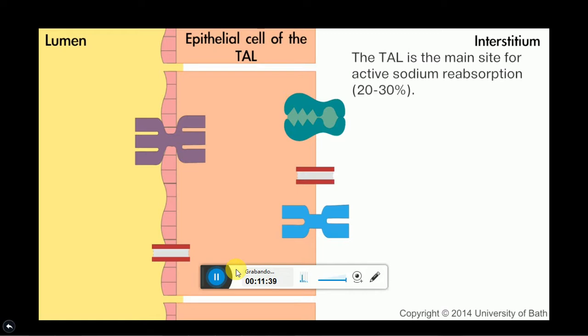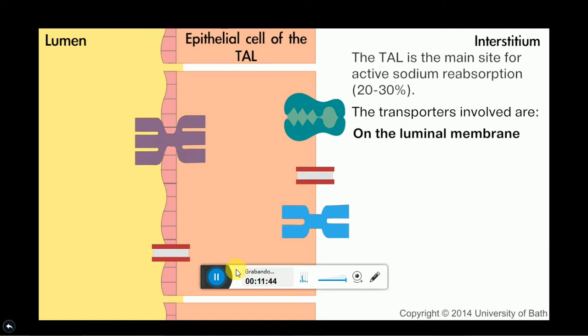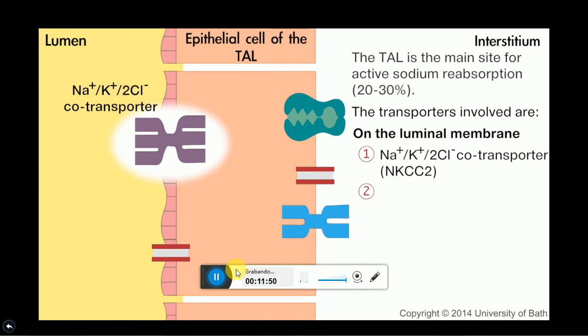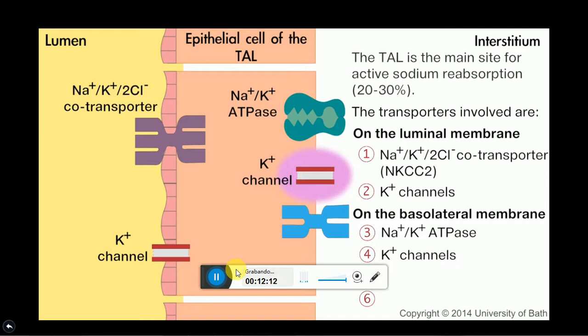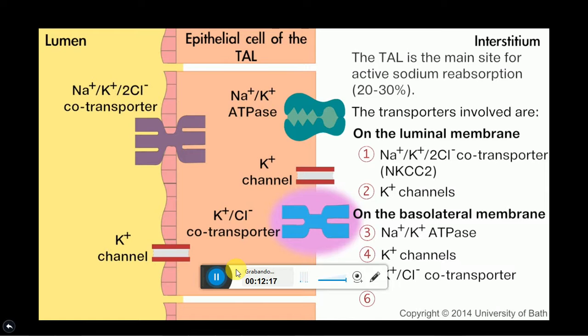The thick ascending limb is the main site for active sodium reabsorption. On the luminal membrane, the transporters involved are the sodium-potassium-chloride cotransporter and potassium channels. On the basolateral membrane, the transporters involved are the sodium-potassium ATPase, potassium channels, the potassium-chloride cotransporter, and chloride channels.